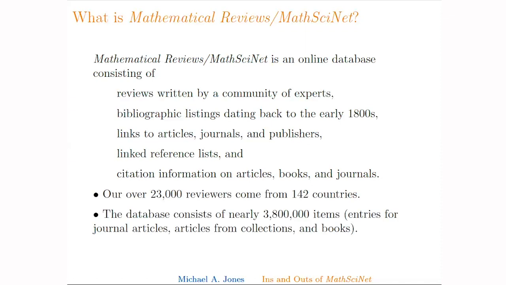So I mentioned those reviewers. We have over 23,000 reviewers right now, and they come from 142 countries. And our database consists of nearly 3.8 million items. And that's, of course, for those journal articles. Also articles from collections, and we'll see some collections or series later on today. And then also from books.